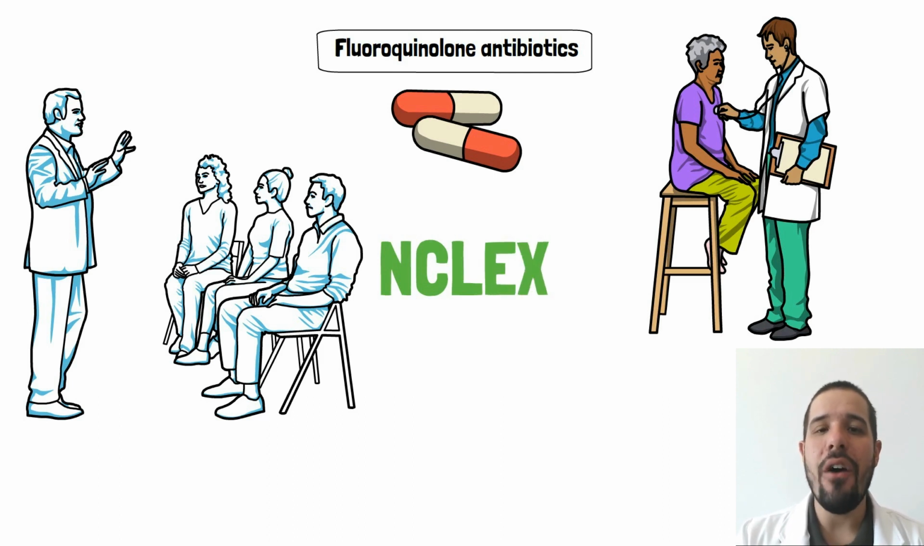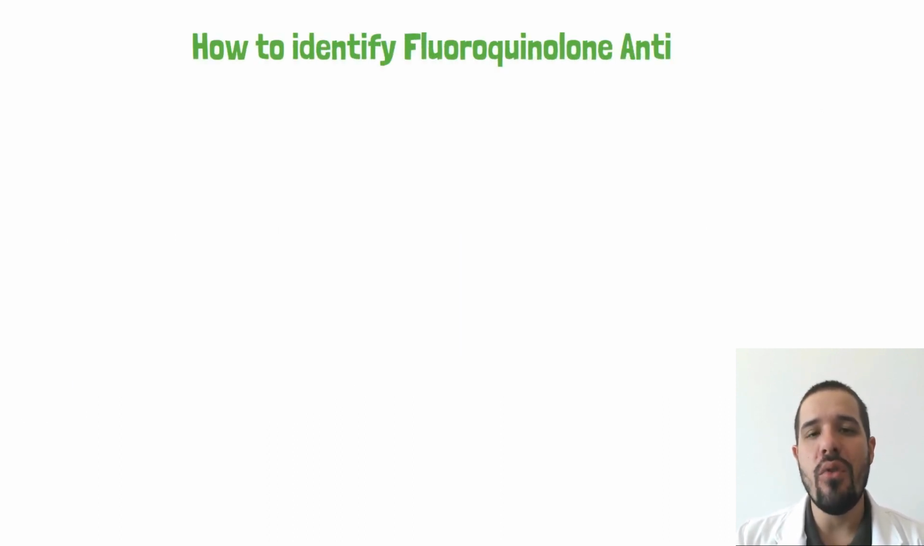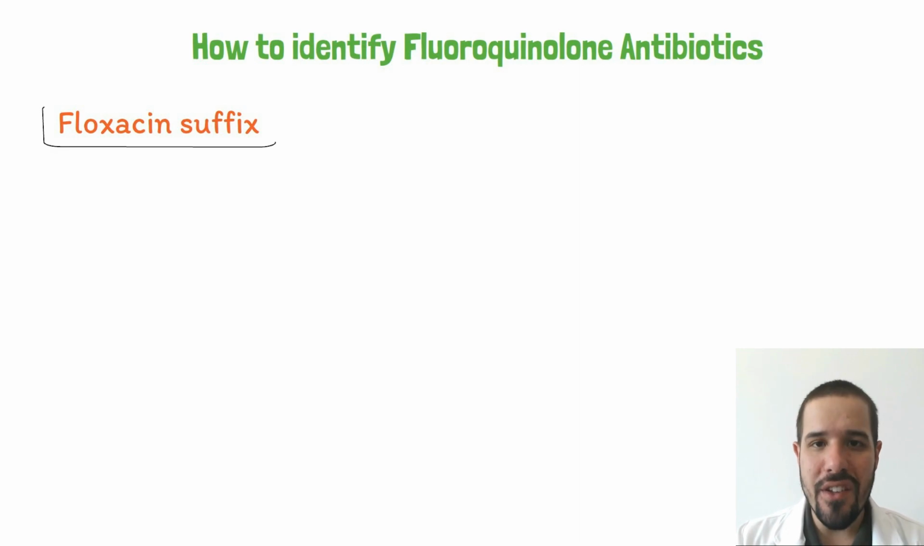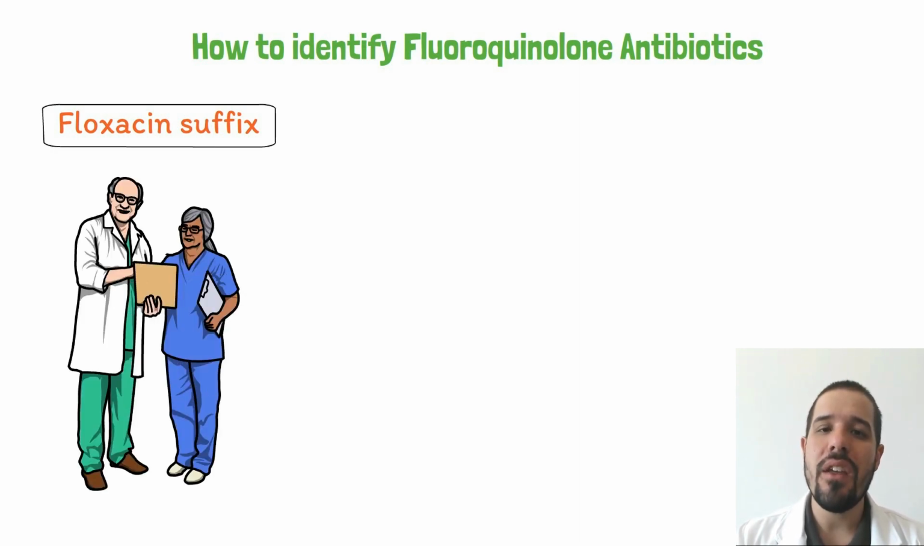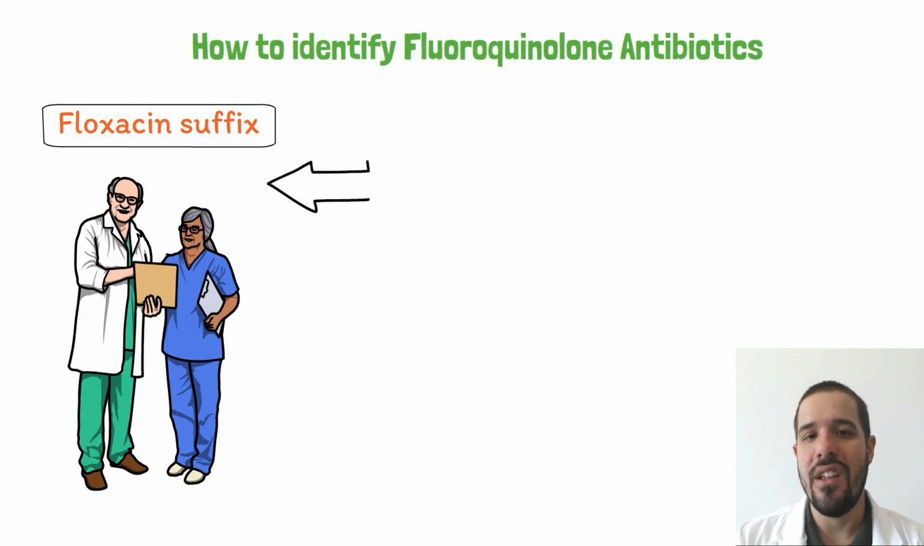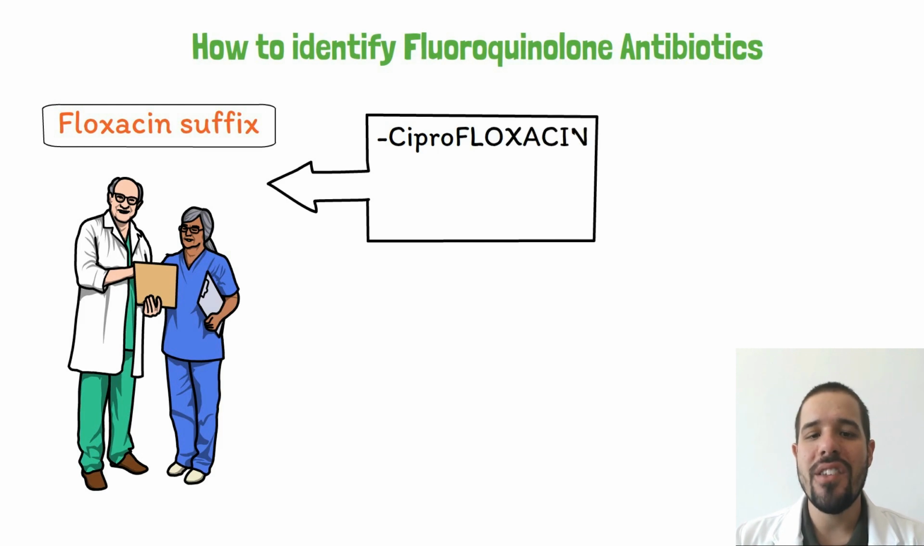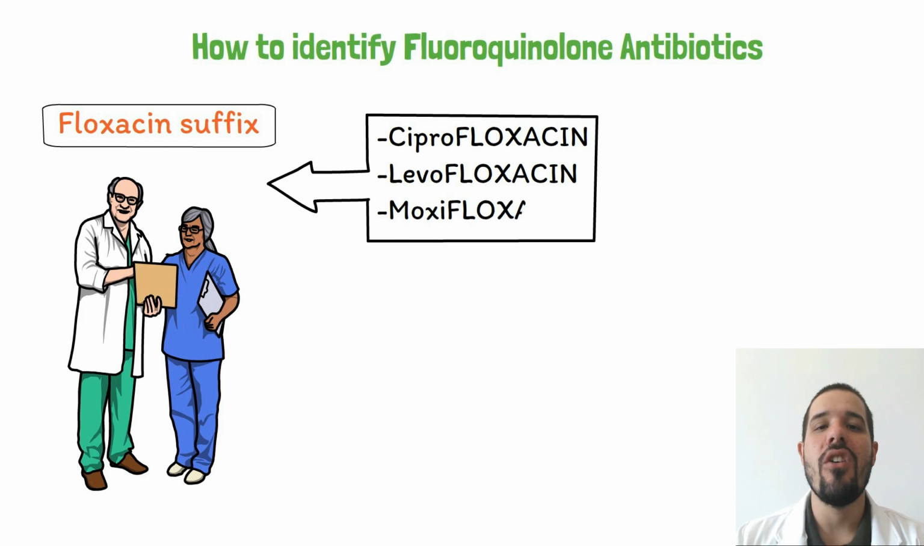We're going to start off with how to identify a fluoroquinolone amongst other antibiotics, and that is that all fluoroquinolones end in floxacin. When you see that floxacin suffix, you need to make the identification that this is a quinolone. Whether it's ciprofloxacin, levofloxacin, or moxifloxacin, these are all fluoroquinolones.